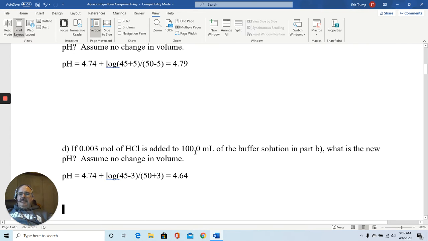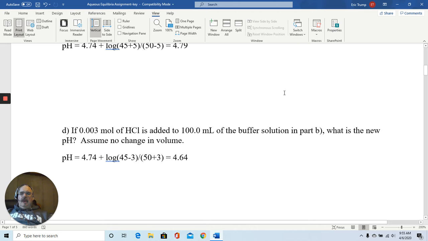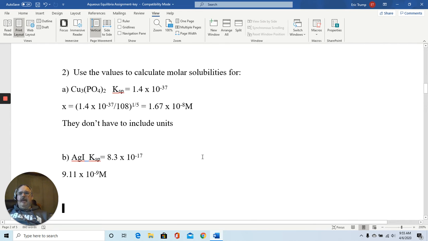Okay, part D is the same idea. This time we are decreasing the amount of base and increasing the amount of acid. So solving for this, we get 4.64. And again, you can see that the pH went down, but it didn't change by very much.